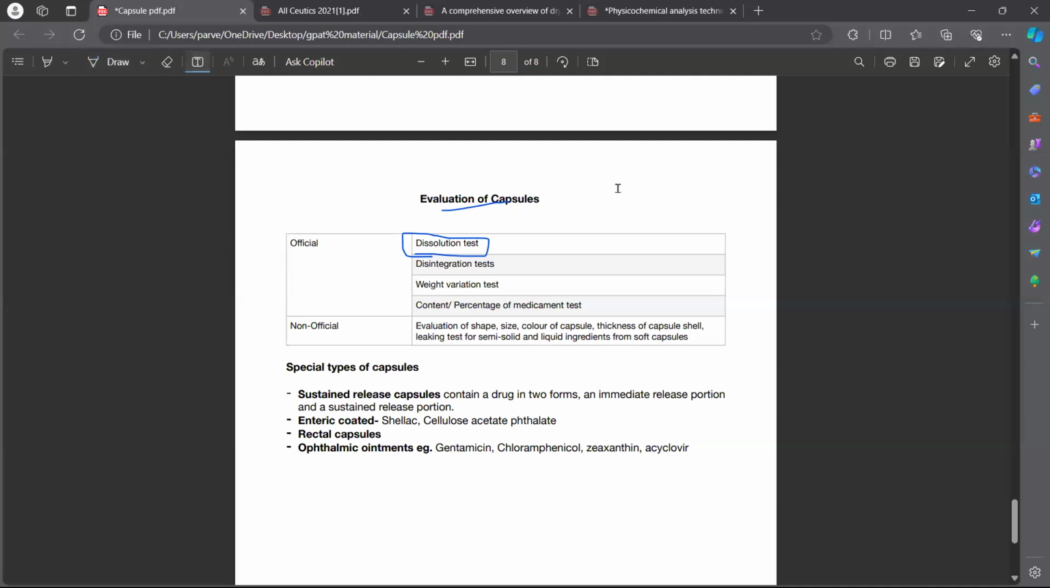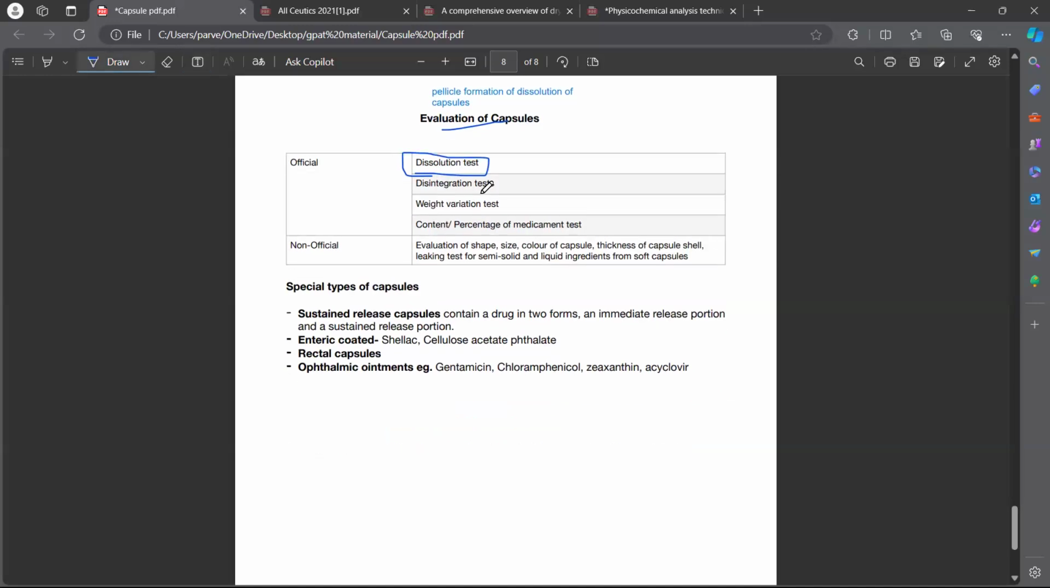Another problem which occurs during the dissolution of the capsule is the formation of pellicle. Pellicle formation during the dissolution of the capsules leads to a decrease in the dissolution of the drugs. So this is one of the extra points which I have to provide you guys. The pellicle formation during the dissolution of the capsules leads to a decrease in the dissolution.